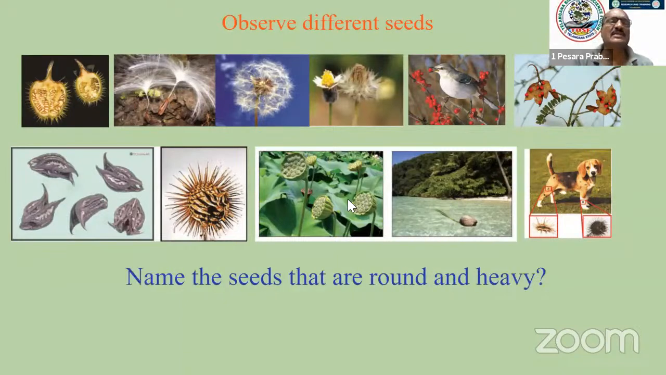So these are the seeds. Name the seeds that are round and heavy. Some seeds are round and some seeds are heavy. Some seeds are very light. Some seeds have feathers, like that. Different types of plants may produce different types of seeds according to their species and genus.